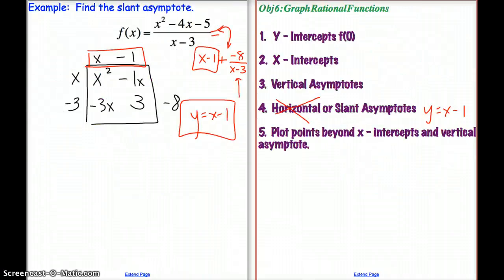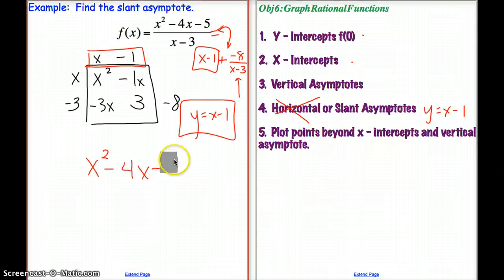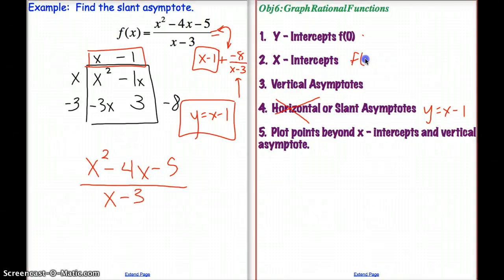So our next step is, let's take a look at these different values here. Let's find some intercepts and some vertical asymptotes. So I'm going to take a look at this function and remember my previous steps. Okay, x-intercepts occur when the function is 0.